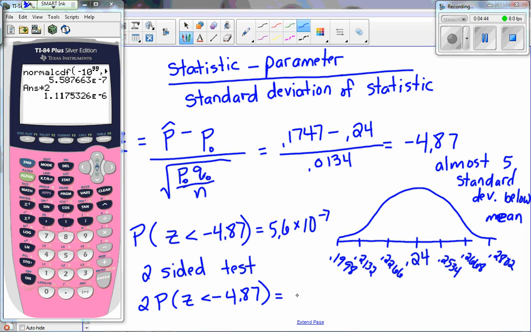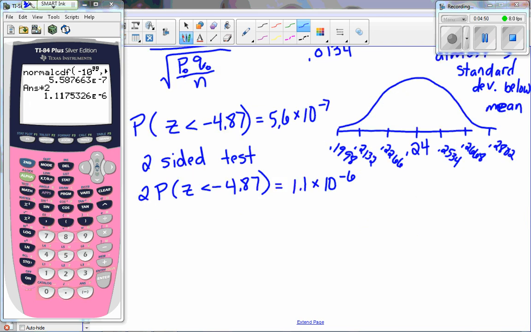So I get 1.1 times 10 to the negative 6. I'm still pretty much 0. Now this right here has a special name when you calculate this. And this is called a p-value.